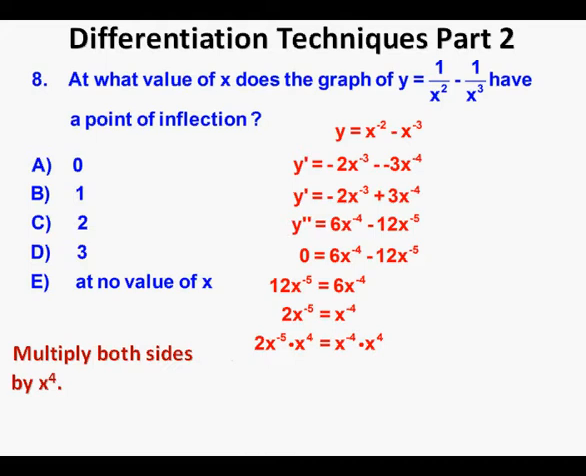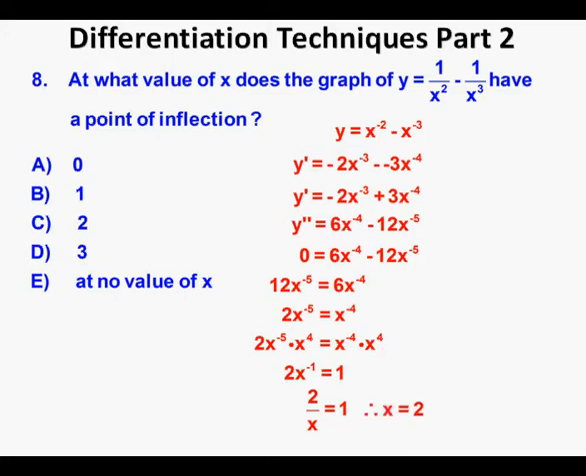We can go about simplifying by multiplying both sides of the equation by x to the fourth power. So we have 2x to the negative fifth power times x to the fourth power equals x to the negative fourth power times x to the fourth power. And this simplifies to the equation 2 times x to the negative 1 power equals 1. And we can rewrite the x to the negative 1 power as x in the denominator, so we have 2 over x equals 1. At this point it should be apparent that the value of x that makes the equation a true statement is when x equals 2. So we box in our answer and circle our correct answer choice, C.